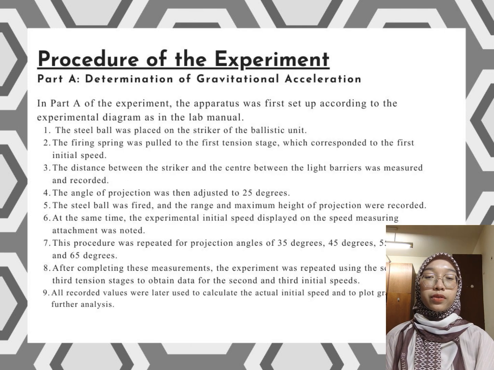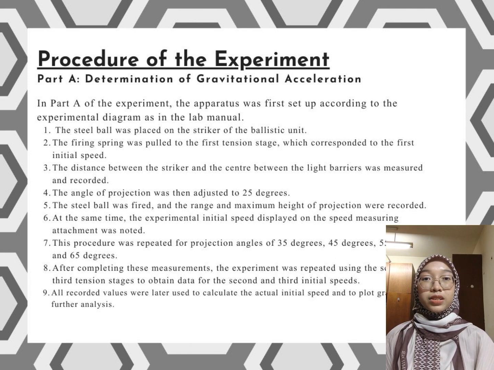Next, we will move on to the procedure. In part A, the apparatus was first set up according to the experimental diagram in the lab manual. The steel ball was placed on the striker of the ballistic unit, and the firing spring was pulled to the first tension stage, which corresponded to the first initial speed. The distance between the striker and the center between the light barriers was measured and recorded.